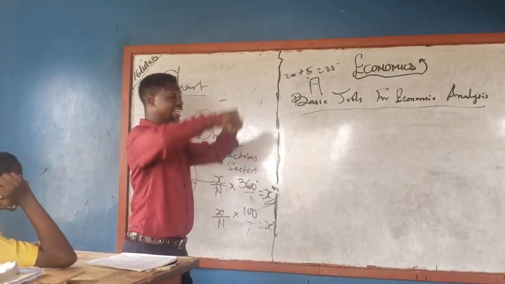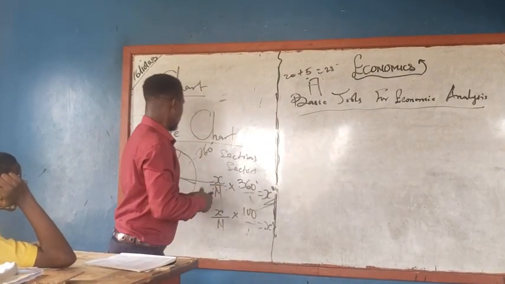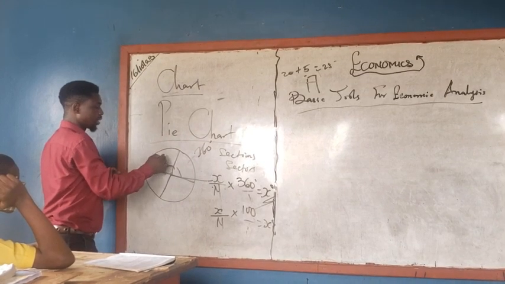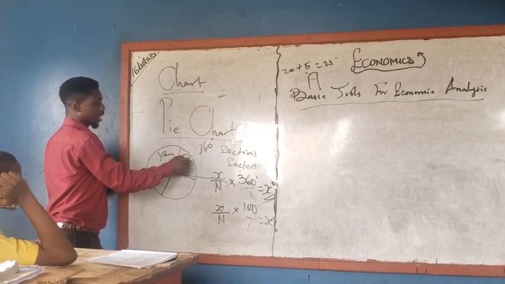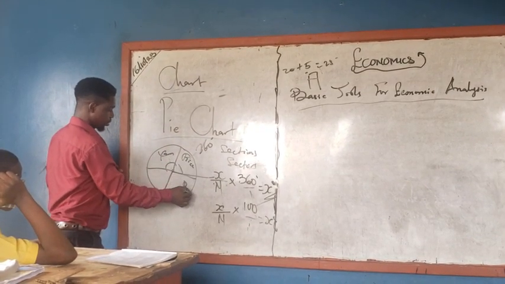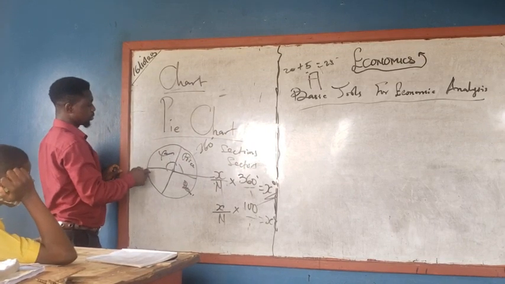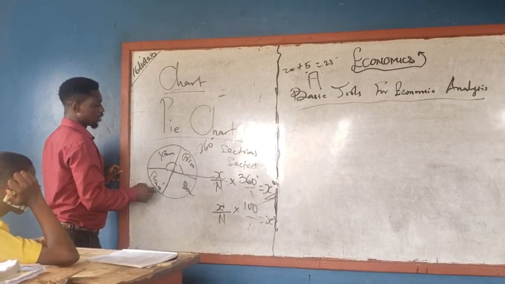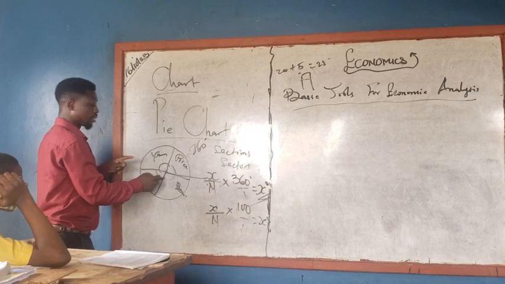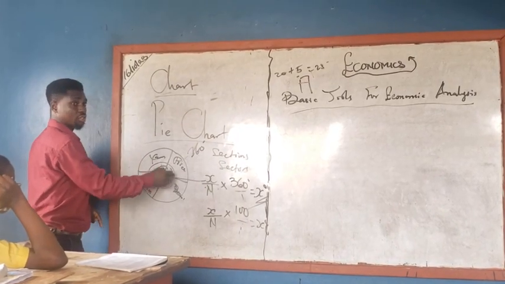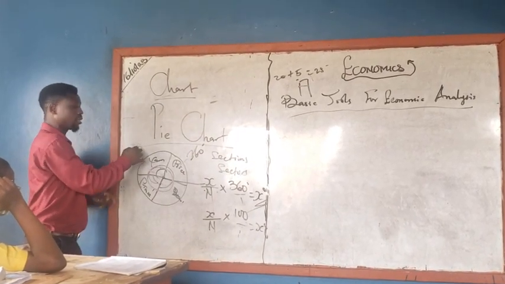And sometimes in some objectives, I've seen this one in past questions a lot, whereby they will give you the diagram. They will give you the degree. Let's say this one is yam, rice, beans, gari. They will give you the degrees. The first thing you are going to do is add all this together. It must give you 360 degrees.